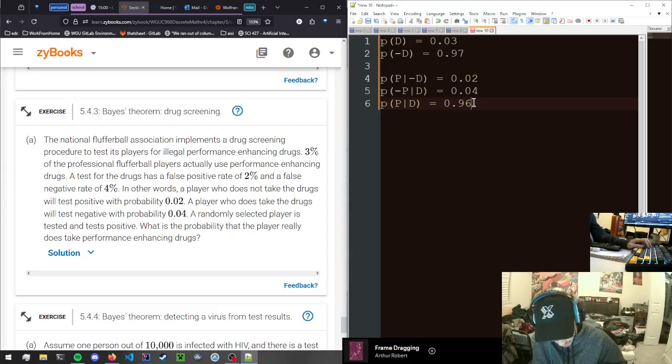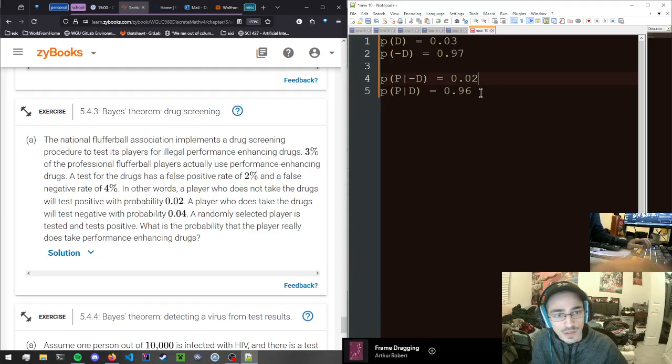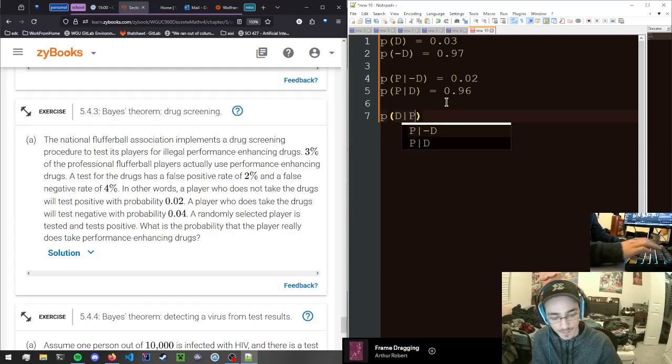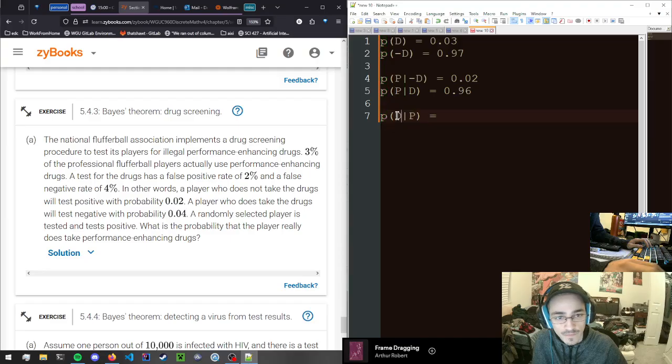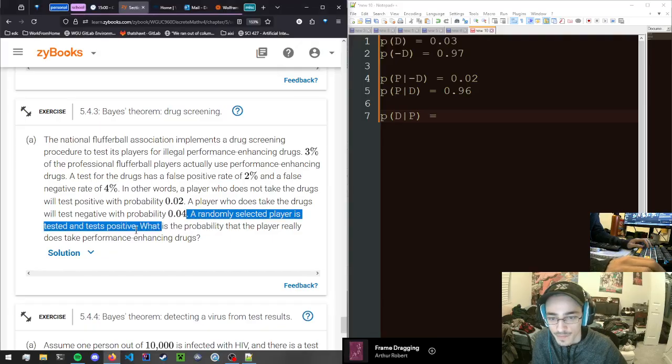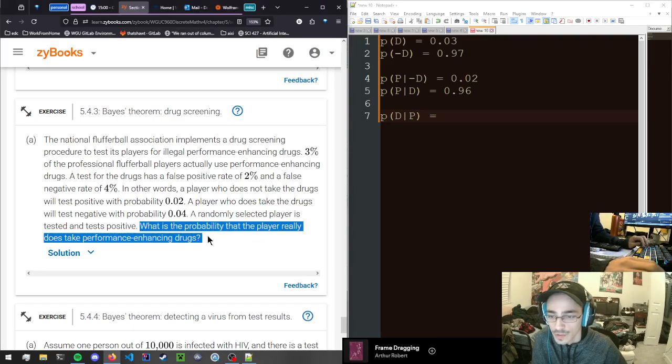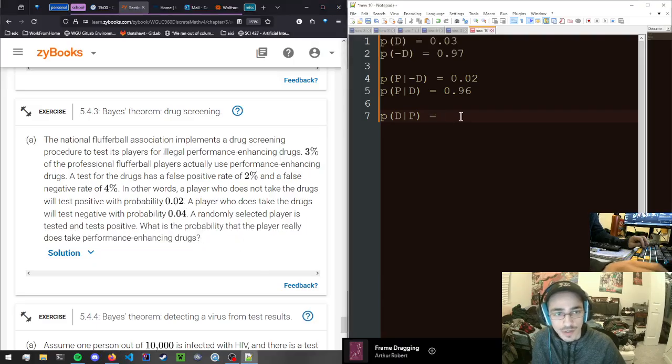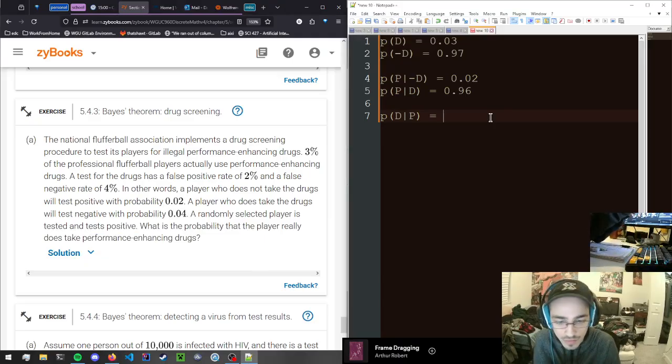Okay. So that's going to be 1 minus. We just take that out. So they want to know, given they tested positive, what is the chance they actually use drugs? So what is the probability that the player really does take performance enhancing drugs? So just plug in the numbers basically.